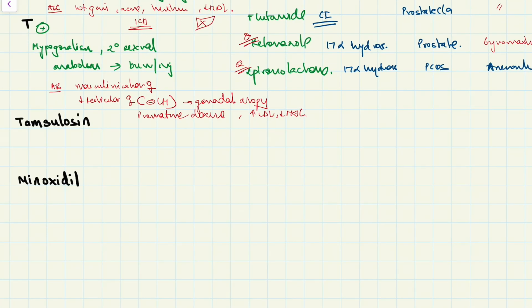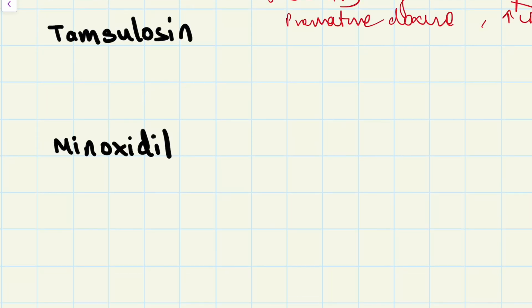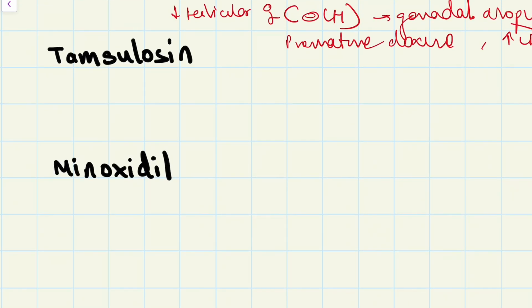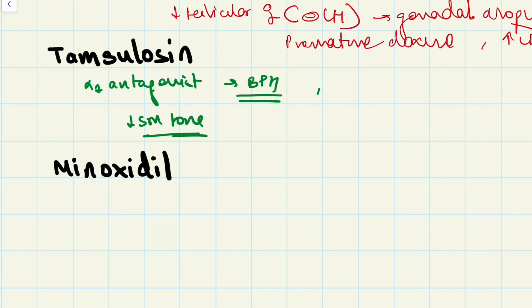Next, tamsulosin. So we've already read, we're just revising it. It is an alpha-1 antagonist, right? And it is used to treat BPH by decreasing the dynamic component, that is it decreases the smooth muscle tone, right? And remember, very important, it is selective for alpha 1A/1D receptor, which is found in the prostate, and it has no effect on alpha 1B receptor found in blood vessels.